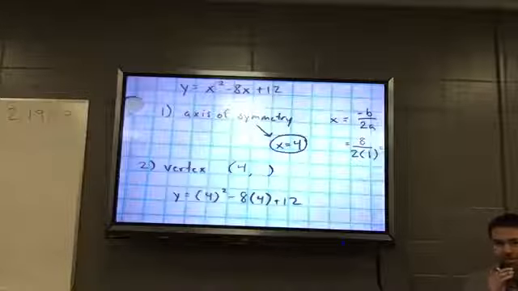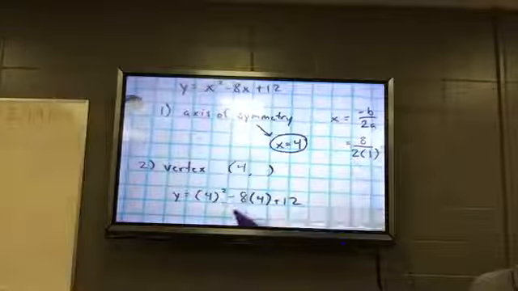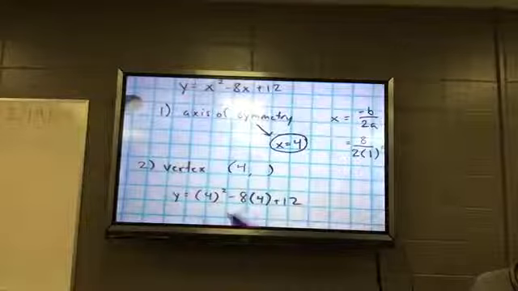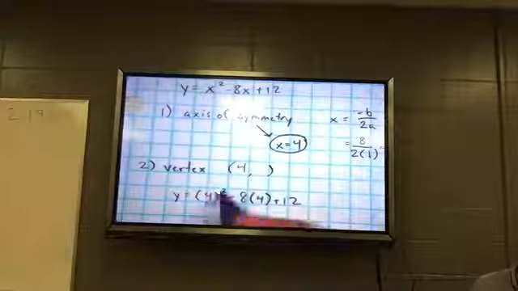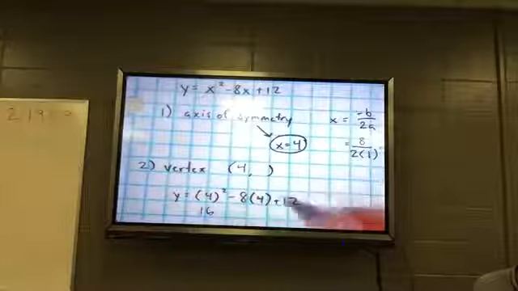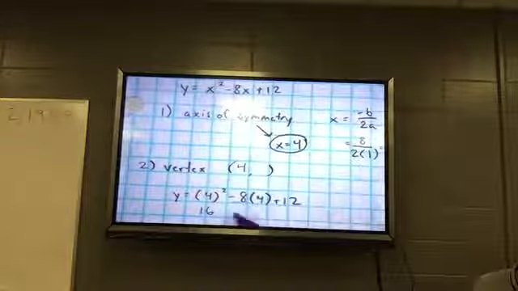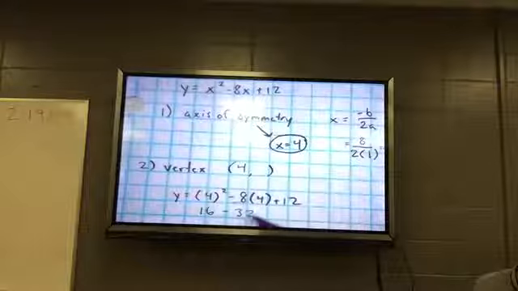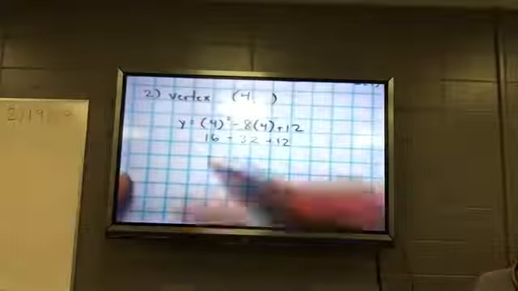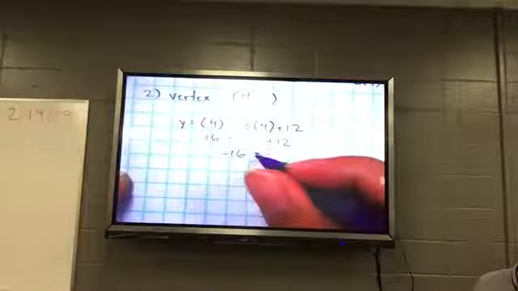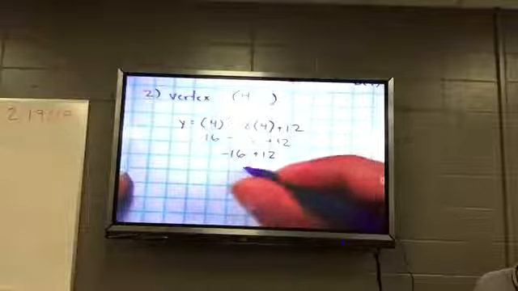All right, we did a lot. We're now at the vertex. So now we're going to work this out using order of operations. What's 4 squared? Yeah, that's where you get your 16. What's negative 8 times 4? Negative 32 plus the 12. What's 16 minus 32? Negative 16 plus 12? Negative 4.